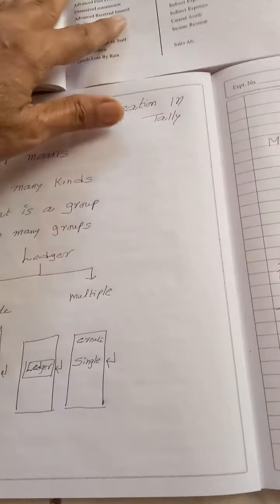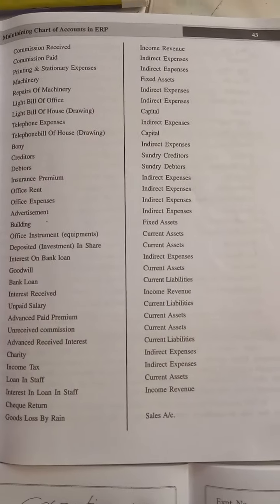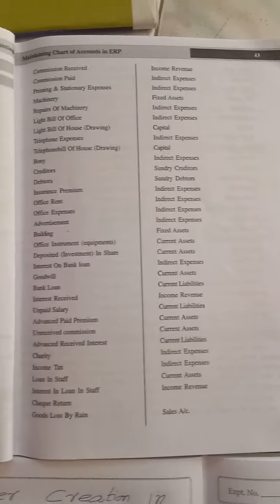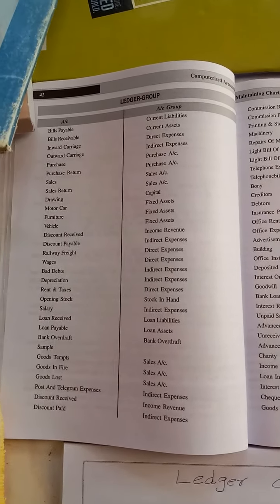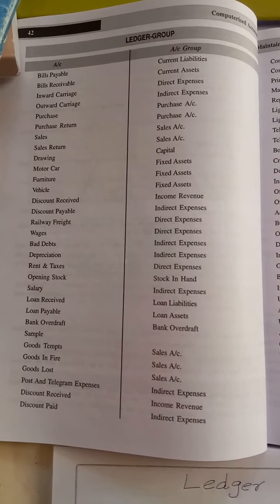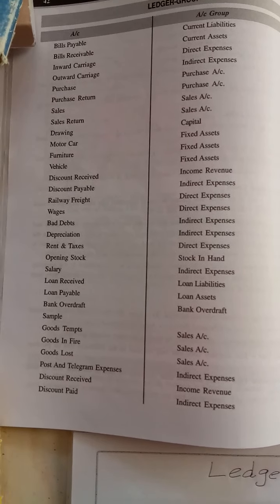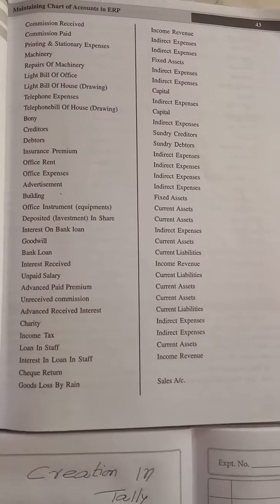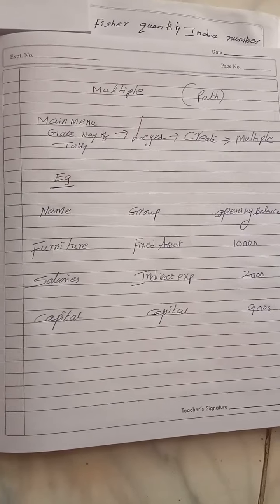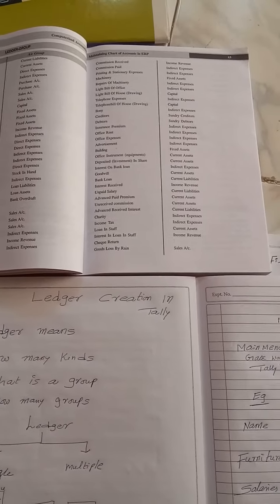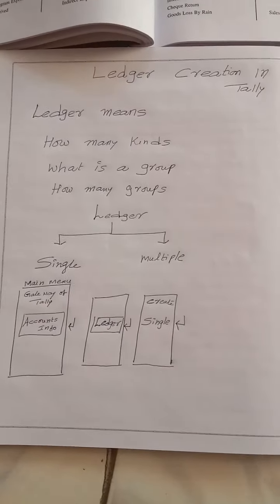If you see, there are various kinds of groups. Bills receivable comes under current asset, bills payable under current liabilities, likewise. These are all the examples of the groups. Means you have to classify the groups on the basis of the profit and loss account and on the basis of a trading account and on the basis of balance sheet. This is the classification of the groups, my dear students.